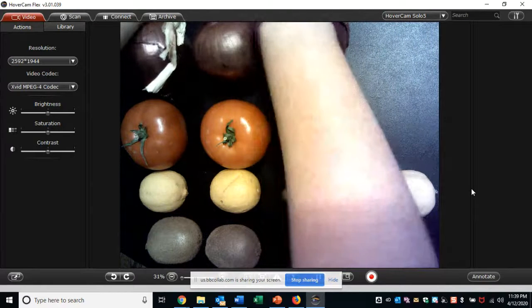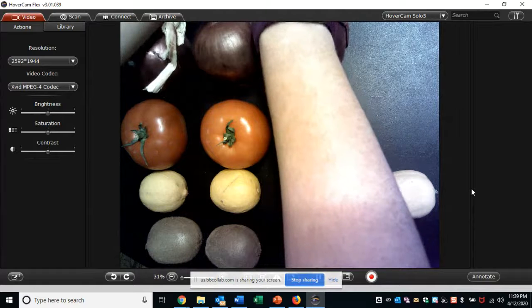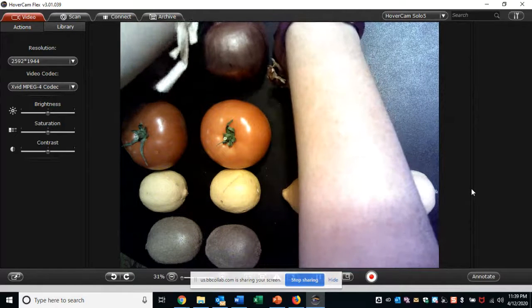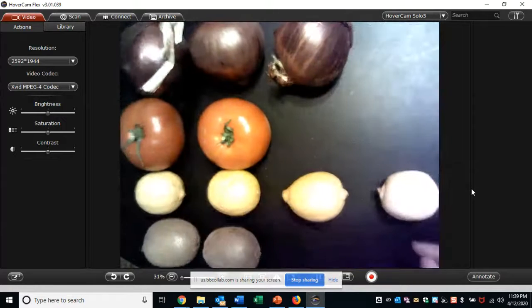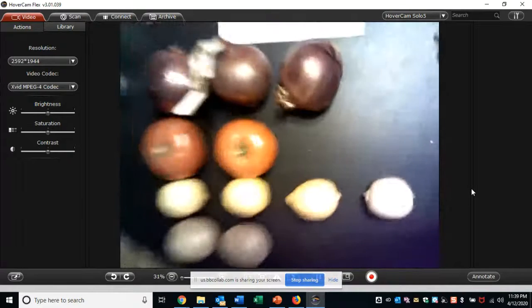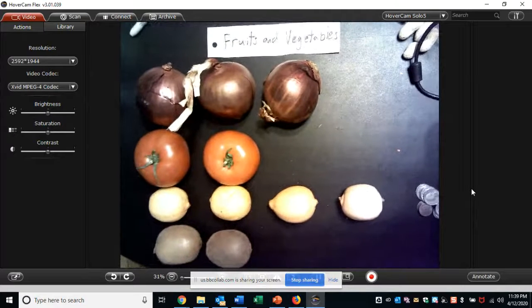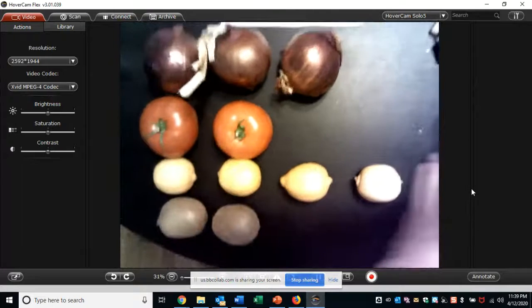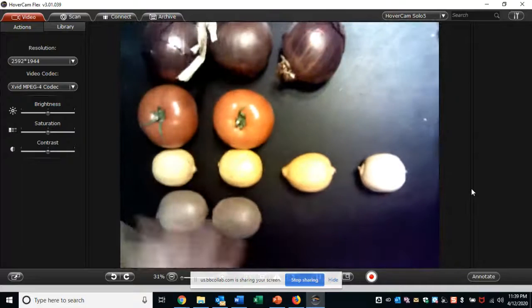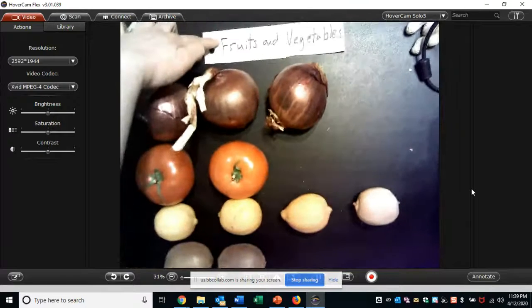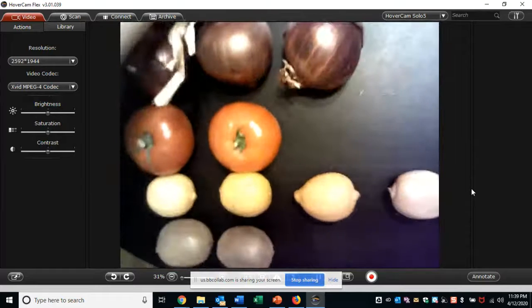fruits and vegetables. All right. And I'm going to lift up the camera so you can see it with the title. There we go. So I've got all of my fruits and vegetables organized very clearly into my graph. At the very top, I put my title, fruits and vegetables.